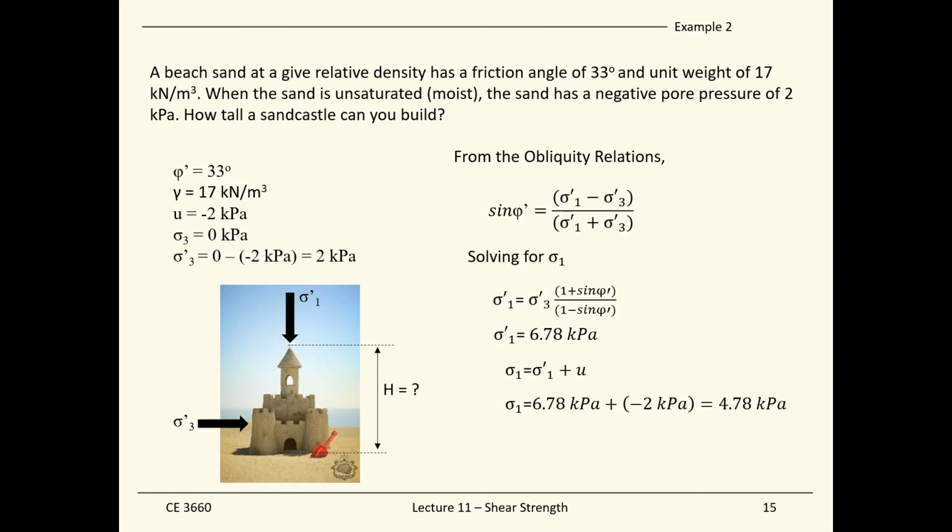And we calculate the total stress. So we're adding the pore pressure back to this vertical effective stress. Then we can find out the vertical stress, sigma 1. So the sigma 1 vertical stress holding the sample together is 4.78 kilopascals. And we know the total stress is equal to the unit weight of soil times the height. So we know the unit weight, we know sigma 1. With that, we can back calculate the height of the sandcastle, which is 28 centimeters.